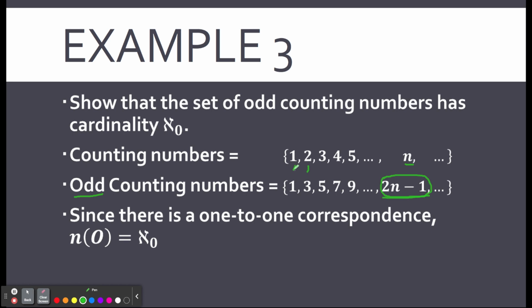If I go with the first one here, using this equation, 2 times 1 is 2, minus 1 is 1. You go to the next number, 2 times 2 is 4, minus 1 is 3, etc. 3 times 2 is 6, minus 1 is 5. So this is the relationship that we have. Since there's a one-to-one correspondence, the cardinality of set O, where the O comes from odd, is alpha null. Whoa, that's awesome.